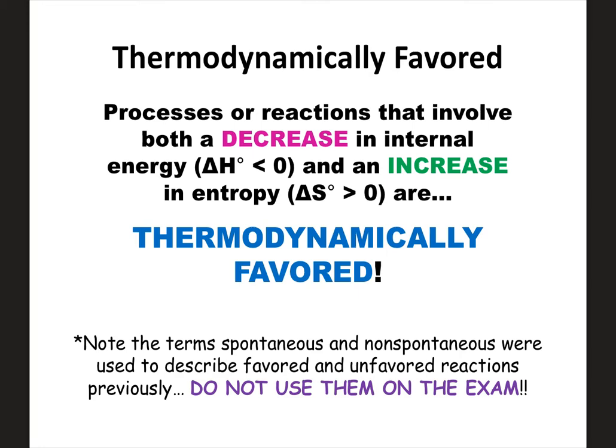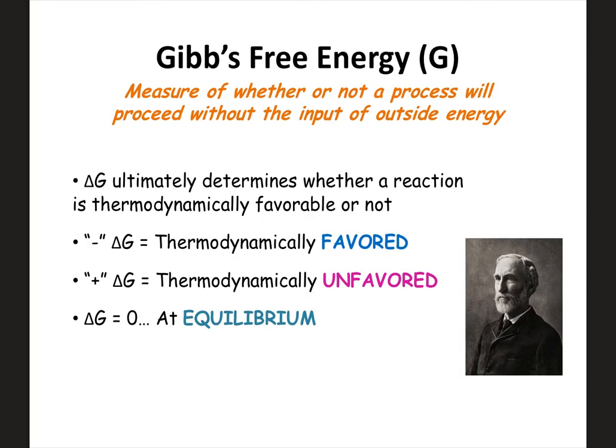All right, we want a negative delta H, a negative enthalpy, and a positive delta S, a positive entropy here. If we have that for a reaction, that reaction will occur on its own, and we call that thermodynamically favored. This idea of being thermodynamically favored brings us to something called Gibbs free energy, or just free energy here. And we use the letter G to denote this. And this is just a measure of whether or not a reaction will happen without any outside energy. So, if you have a reaction about to take place, will it just occur on its own without needing any kind of push here? All right.